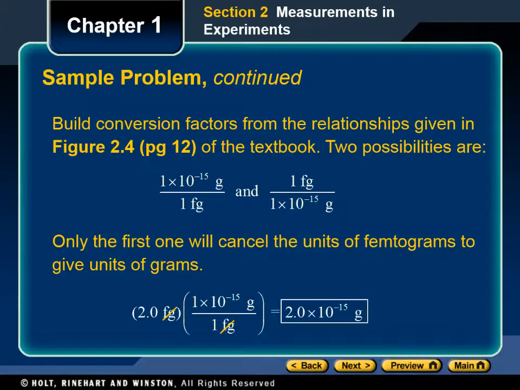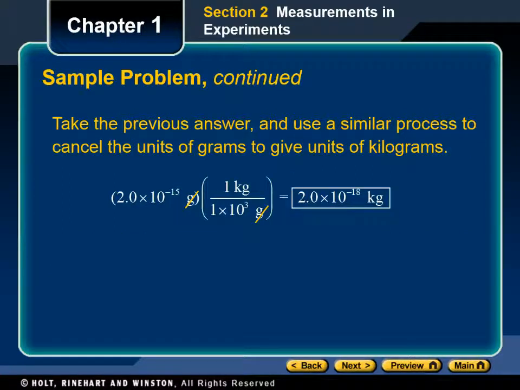First, we need to build conversion factors from the relationships given in Figure 2.4, which is on page 12 of your textbook. The two possibilities are 1 times 10 to the negative 15th grams over 1 femtogram, and 1 femtogram over 1 times 10 to the negative 15th grams. Only the first one will cancel the units of femtograms to give the units of grams, as is shown on the screen now. Referring to our previous answer, we can use the same process to cancel the units of grams to give the units of kilograms, according to the process shown on the screen now.